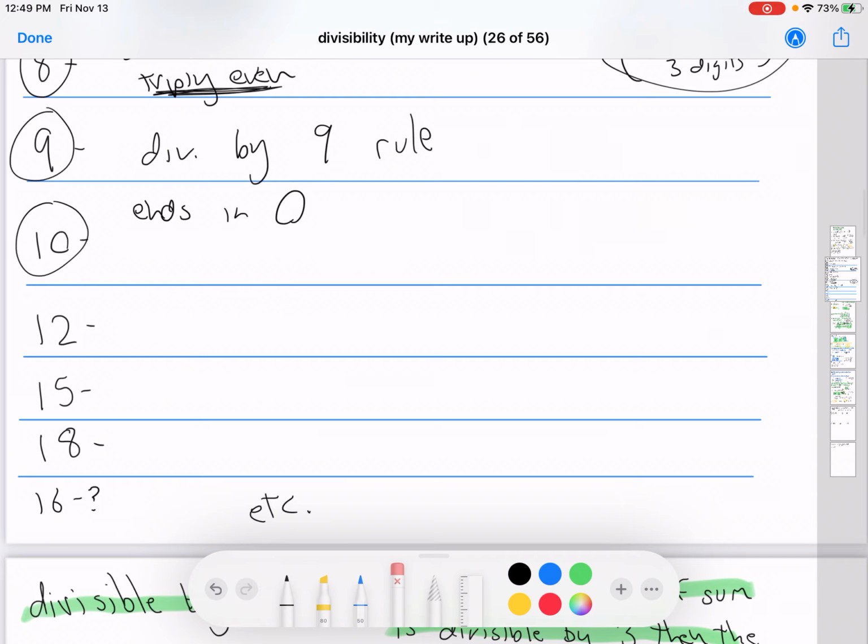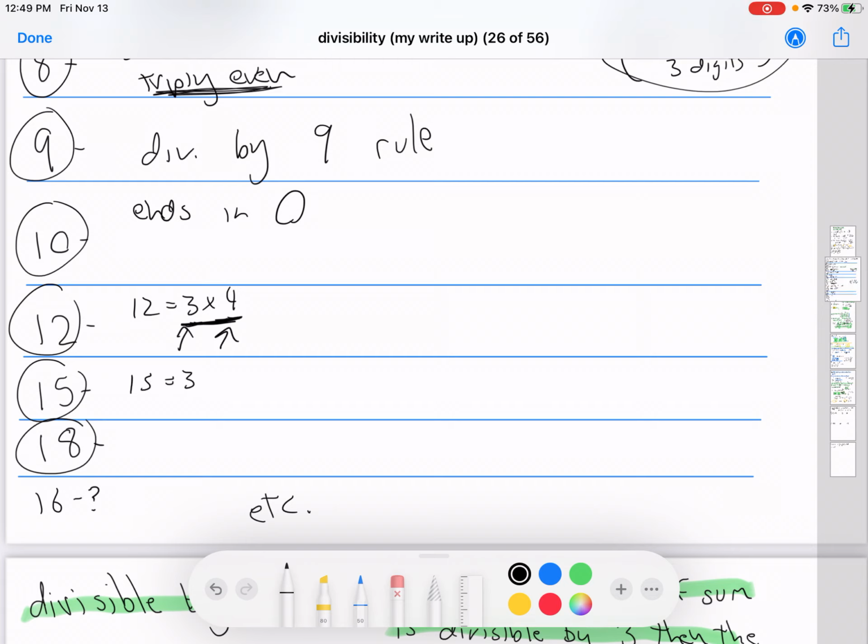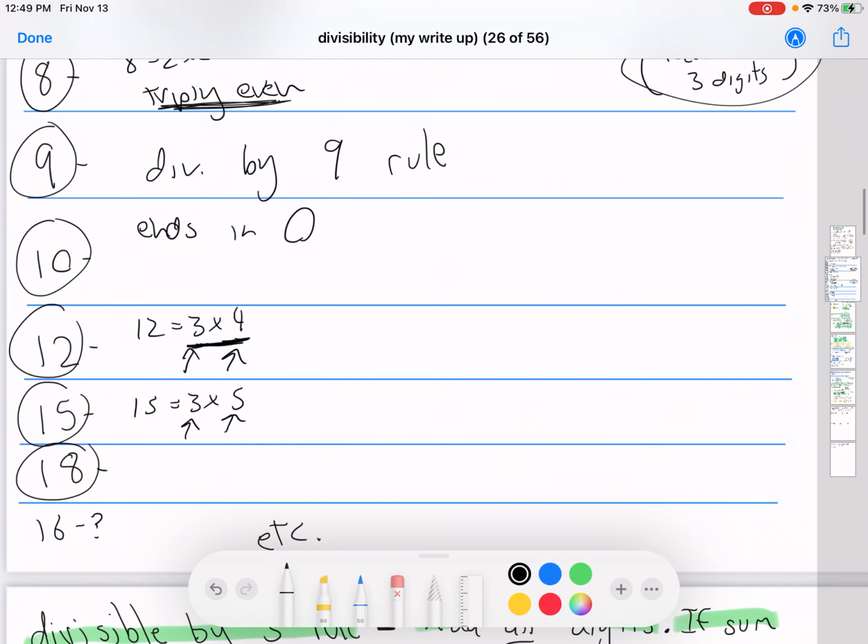All right, so 12. And so these next rules, we're going to be doing the same thing. 12 is equal to 3 times 4. So to be divisible by 12, it must be divisible by 3 and divisible by 4, which means pass the divisible by 3 rule and be doubly even. To be divisible by 15, well, 15 is equal to 3 times 5. So it has to be divisible by 3 and has to be divisible by 5.